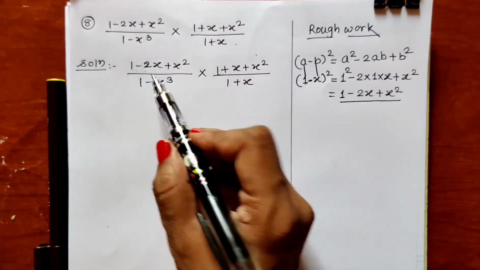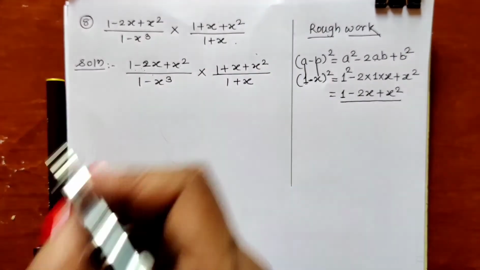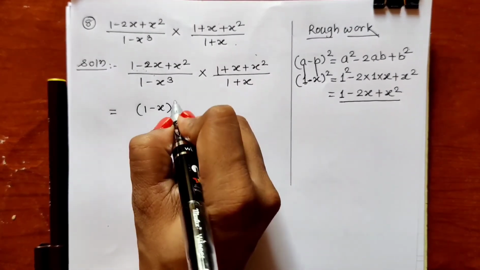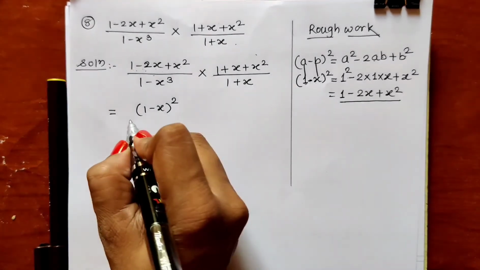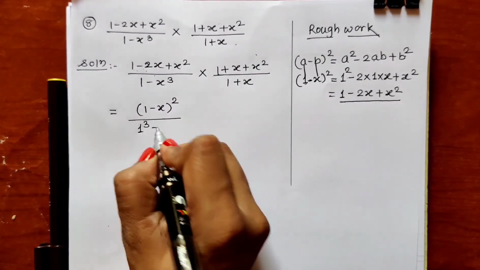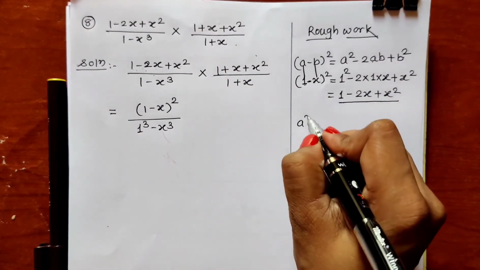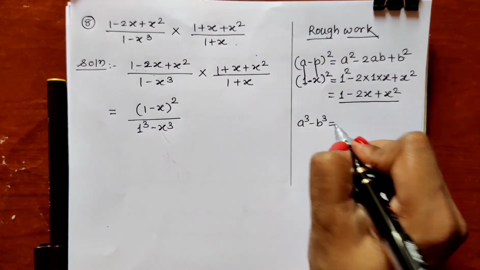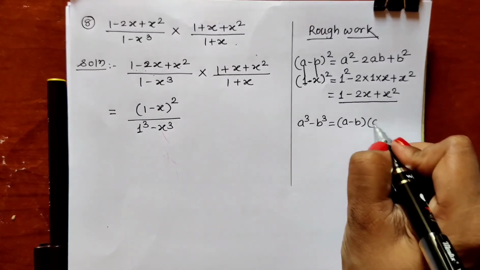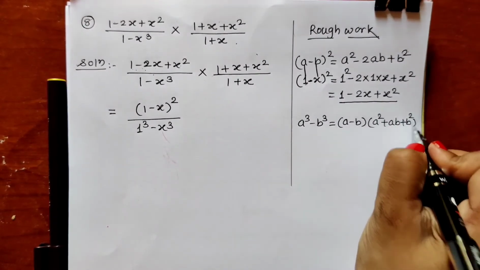In place of this expression we can write this bracket, (1 minus x) whole square, upon this 1 minus x cube, which can be written as 1 cube minus x cube, so that we can apply the formula of a cube minus b cube. The a cube minus b cube formula is (a minus b) in the first bracket and (a square plus ab plus b square) in the second bracket. We have applied this formula.